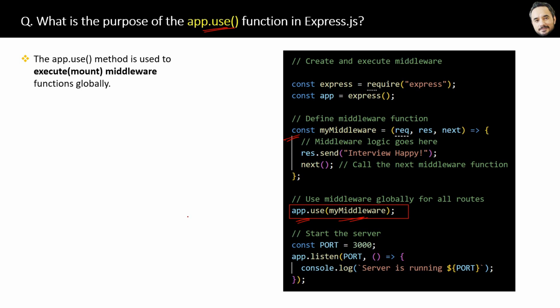Now, yes, there are other methods apart from app.use, which execute the middleware only with specific kinds of methods, not with others, and that I will explain in upcoming questions. Okay, but now you completely know what app.use is.